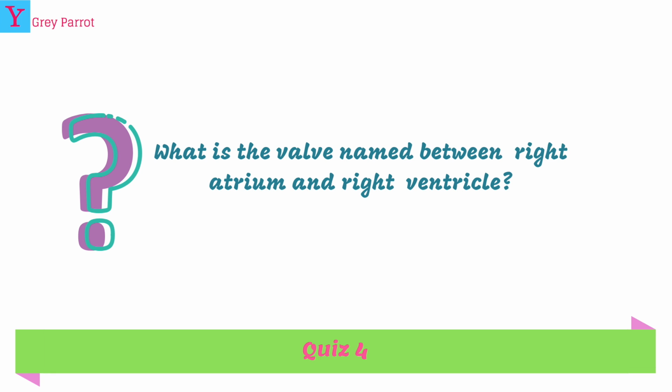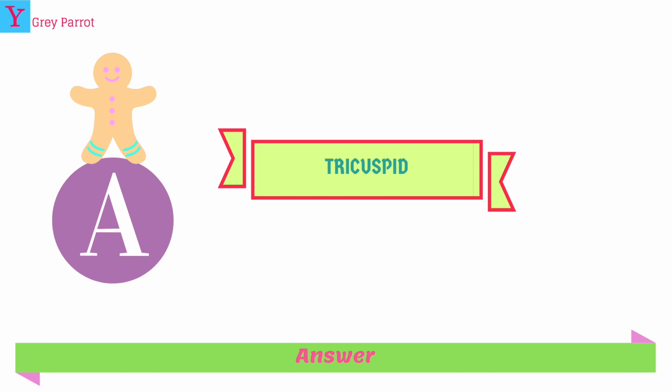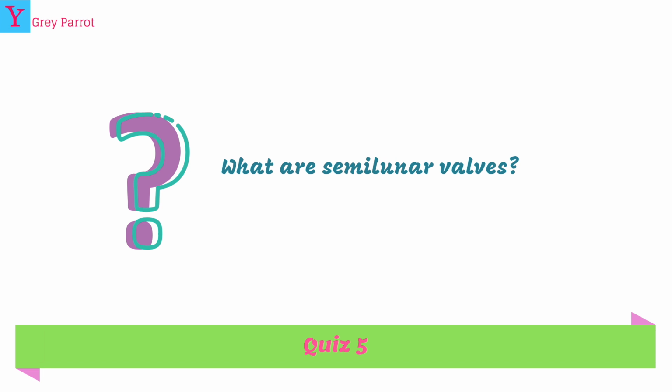What is the wall named between right atrium and right ventricle? Again, I'll give you 10 seconds time. And it is tricuspid. On to the next question.